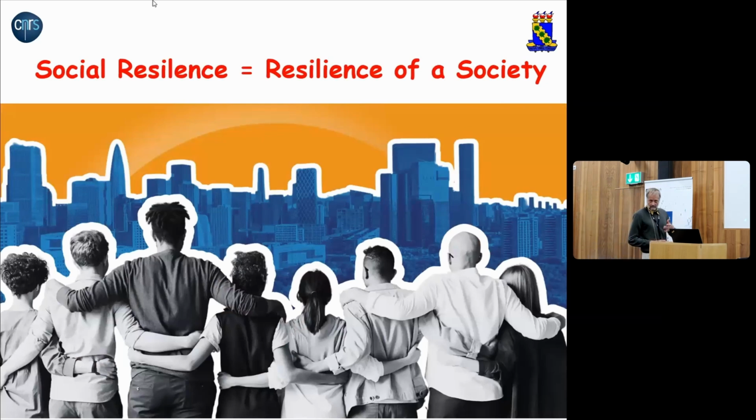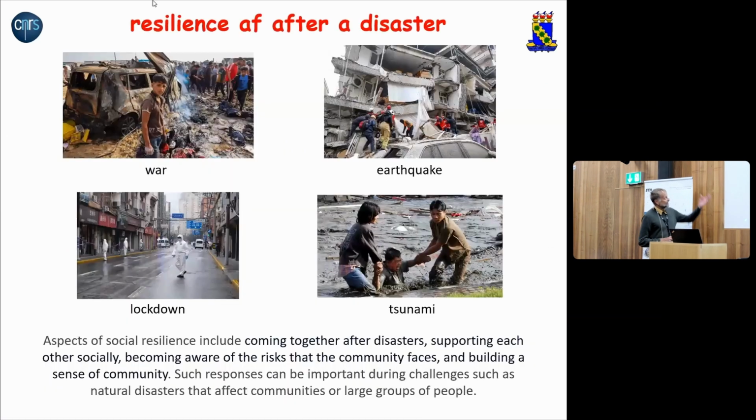So there are many possible examples. You can imagine wars or earthquakes or tsunamis or whatever, which will disturb society and destroy many social links. And the question we ask is, how do these social links recover? How does the society, the social, let's say, texture really come back?